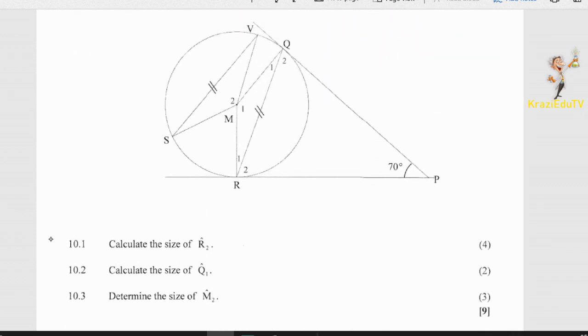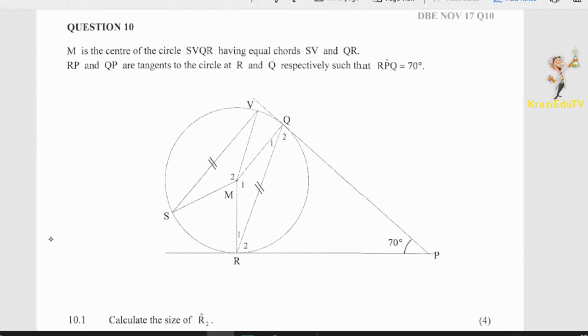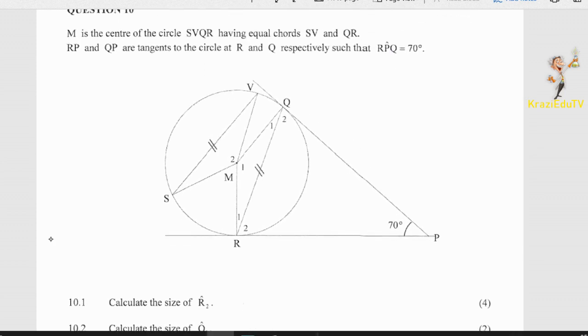Okay, we just do this last one. We don't want the video to be too long, but basically we're applying all our principles. M is the center of the circle. We have equal chords SV and QR. RP and QP are tangents to the circle. Alright, we have that. RPQ is 70. Okay, let's see.